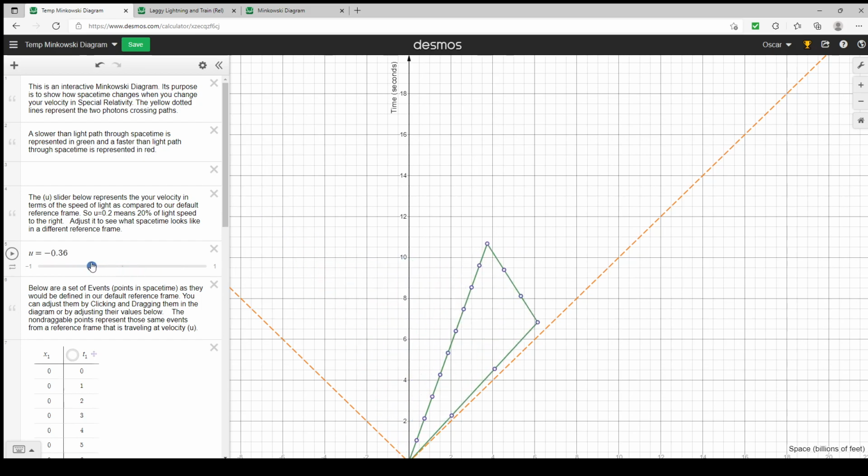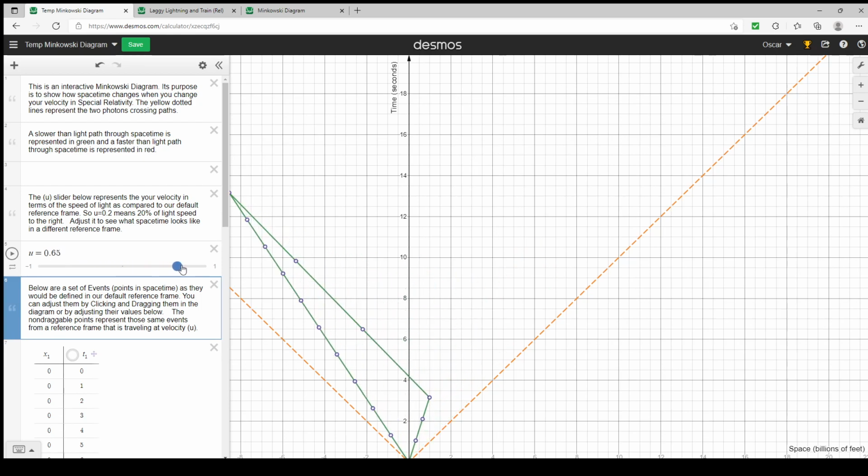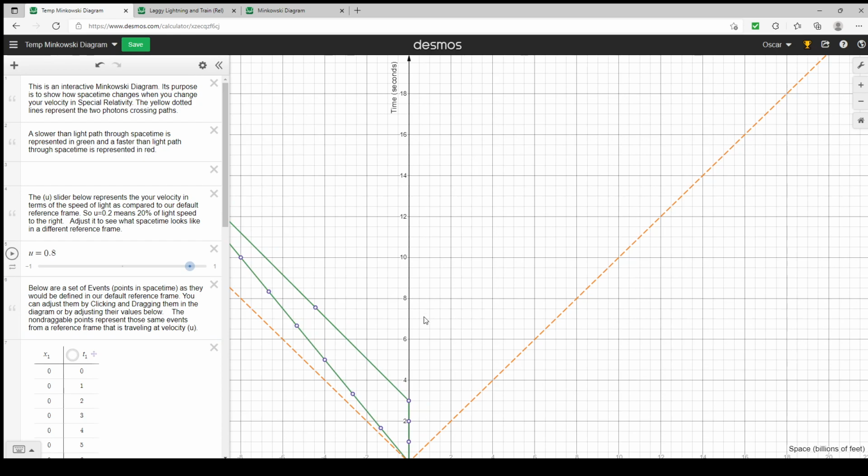A value of negative 0.5 means this is what events would look like from a reference frame that is moving at 50% of the speed of light to the left. A value of 0.8 would show you what the events look like from a reference frame that is moving at 80% of the speed of light to the right.